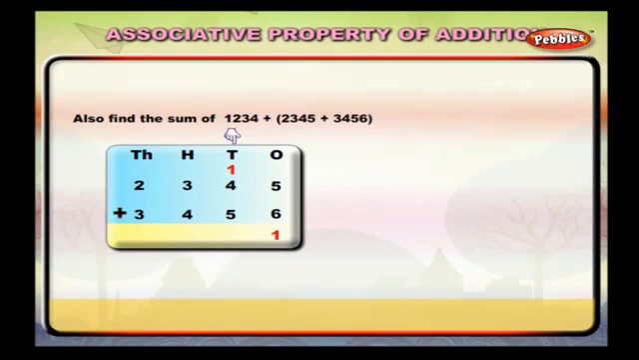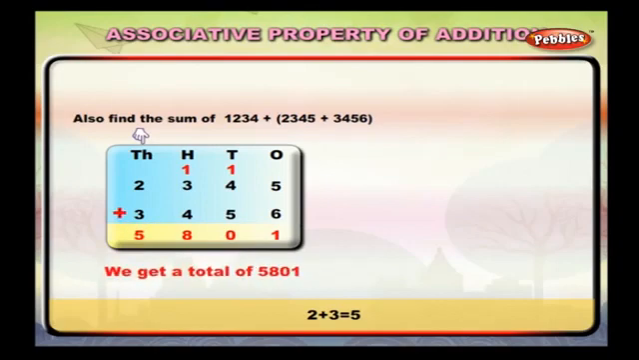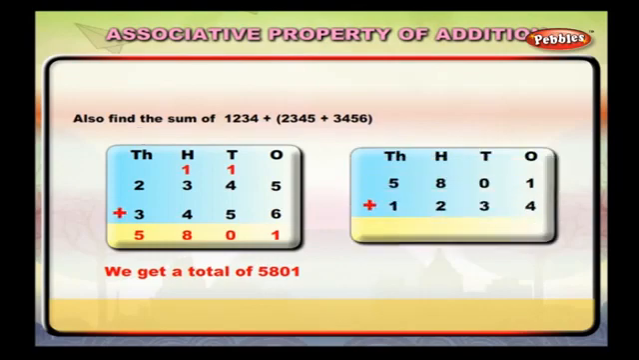Add the tens column. 4 plus 5 plus 1 is equal to 10. Write 0 below the tens column and carry over 1 to the hundreds column. Add the hundreds column. 3 plus 4 plus 1 is equal to 8. Write 8 below the hundreds column. Now add the thousands column. 2 plus 3 is equal to 5. We get a total of 5,801. Now add the first number 1,234 to the total arrived.